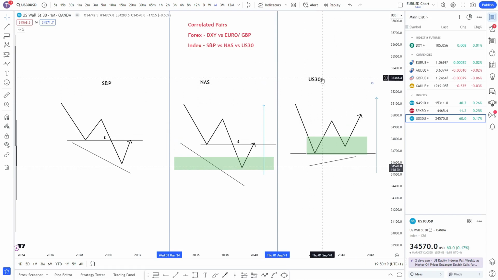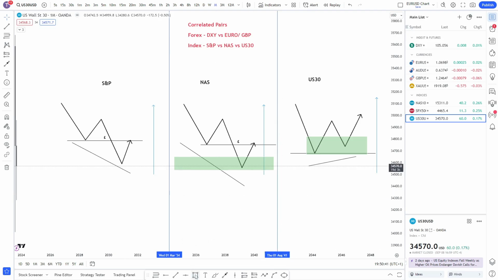I'm using US 30 as a good example because this is typically the way it always goes. And US 30 does like to do its own thing. Now, I've said it likes to do its own thing in the past. The reason I'm saying that is because a lot of the time it's performing SMT divergence. So with the indices, it's very important that they all correlate to try and go in the same direction.